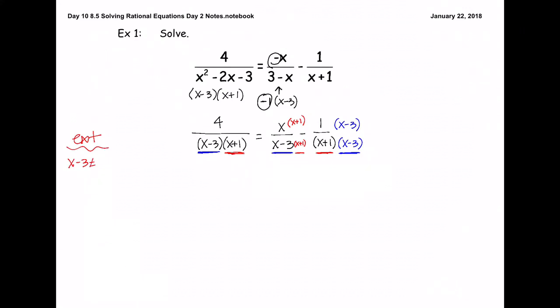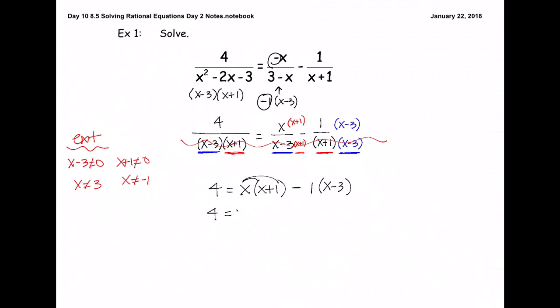So set x minus 3 cannot equal 0. X plus 1 cannot equal 0. So x cannot equal negative 1. X cannot equal 3. And then after we do our extraneous solutions, we can get rid of those denominators. So we have 4 is equal to x times the quantity of x plus 1 minus 1 times the quantity of x minus 3. It's really important to rewrite this so you don't lose any terms. 4 is equal to x squared plus 1x. Negative 1 times x is negative 1x. Negative 1 times 3 becomes a positive 3.